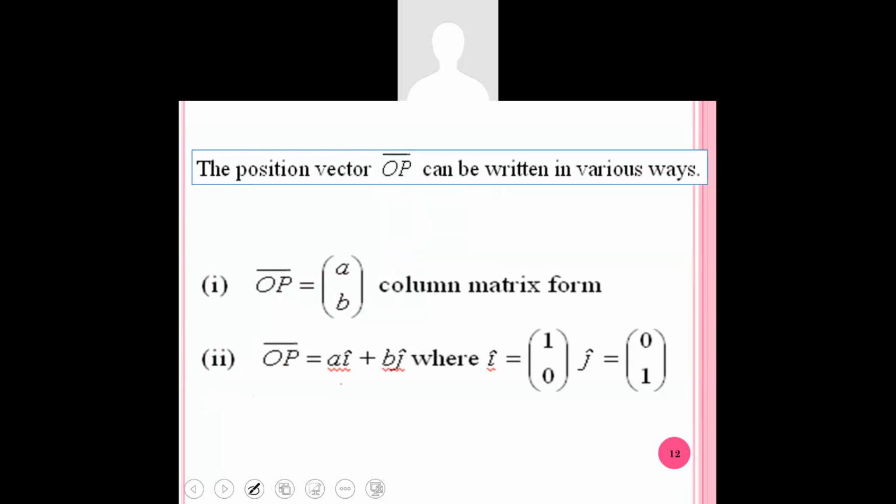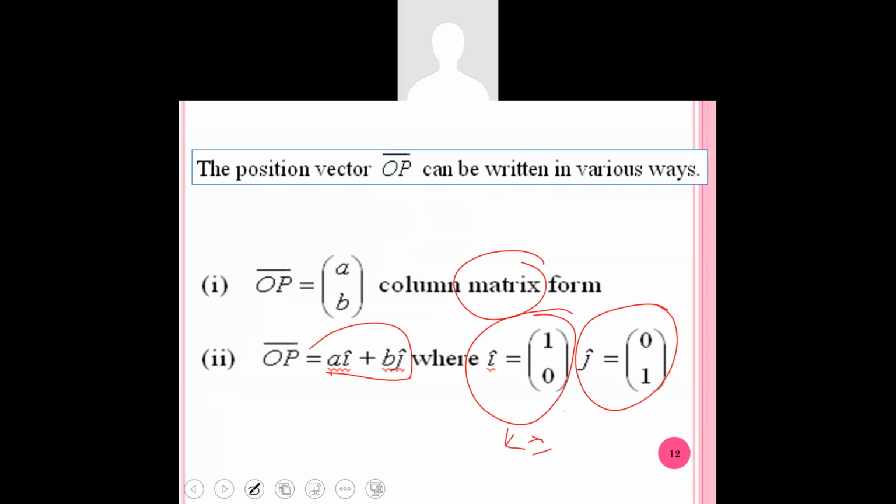Anyway, let's get into position vector, OP. Can be written in various ways, whether it is in matrix form or in equation form, where you can individualize your matrix for paxi I, paxi J, and also if there's a K, then you would be able to do that lah.